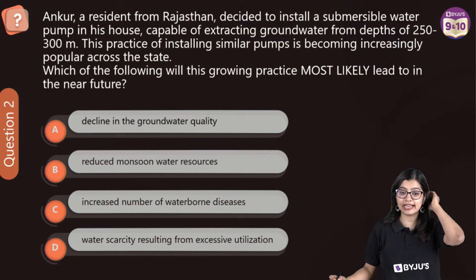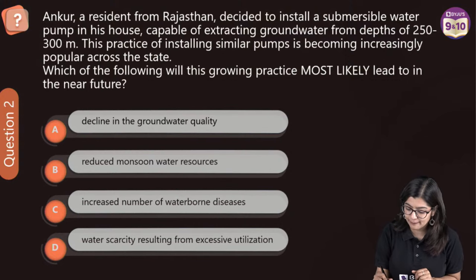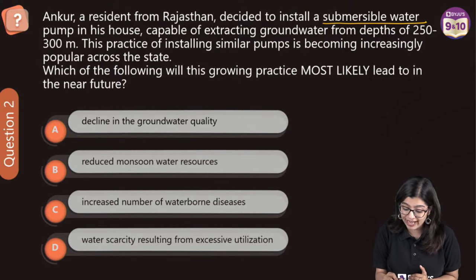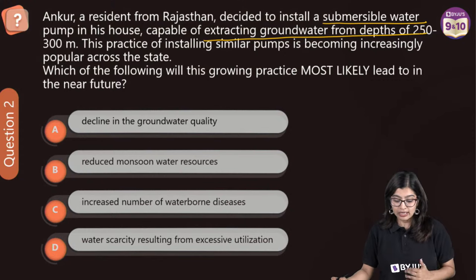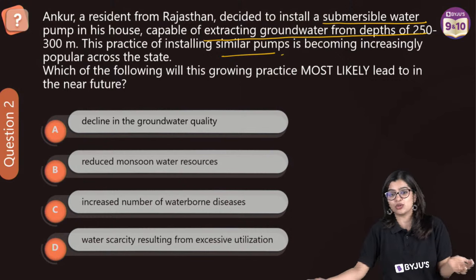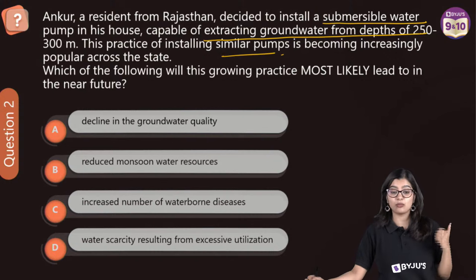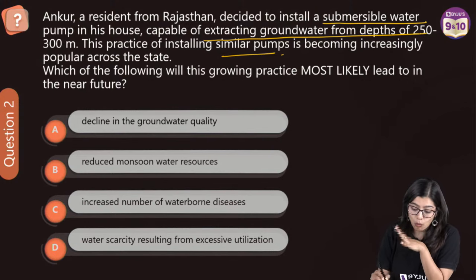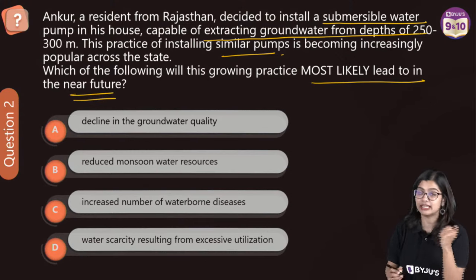Now the question here is: Ankur, a resident of Rajasthan, decided to install a submersible water pump in his house, which is capable of extracting groundwater from depths of 250 to 300 meters. After Ankur did this, many people decided that this is very good and helpful for us, so let's also start doing it. If this growing practice increases, what is most likely to result in the near future?